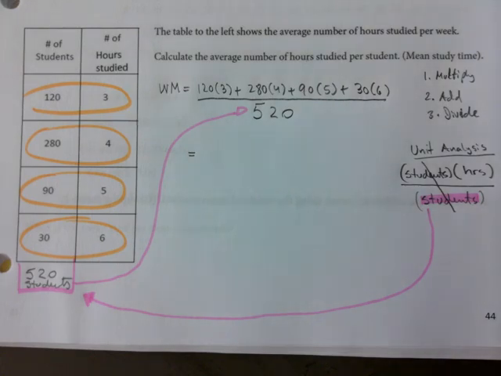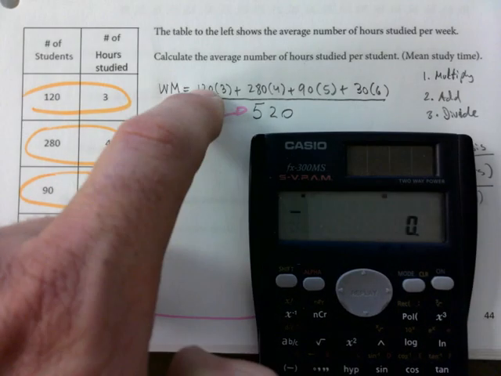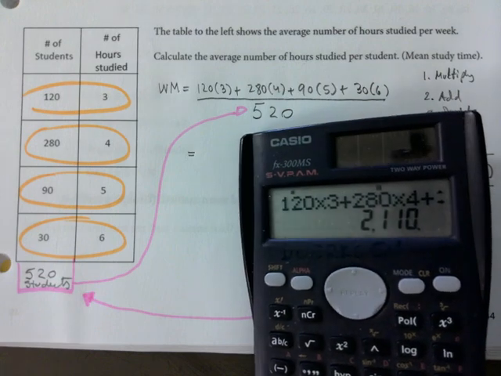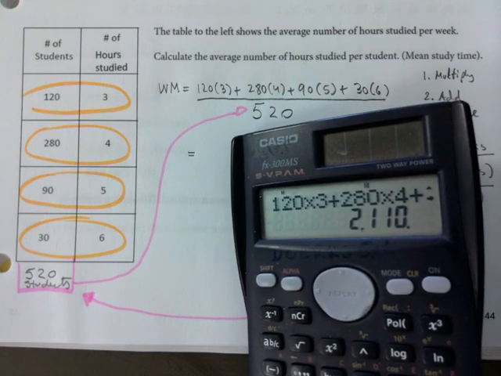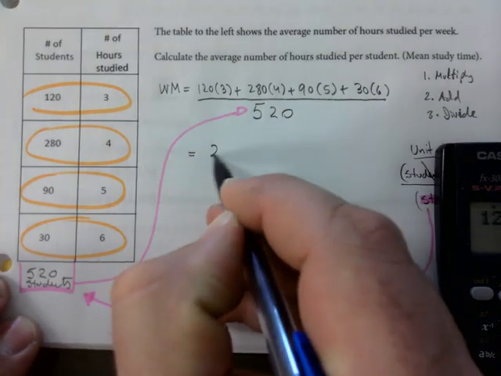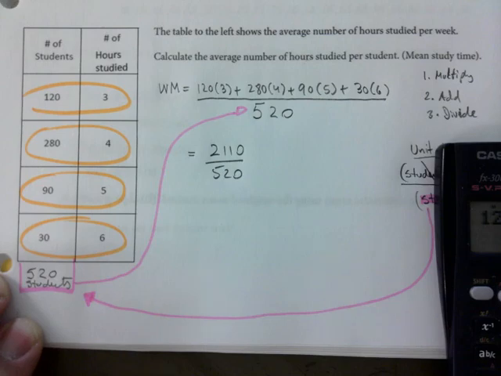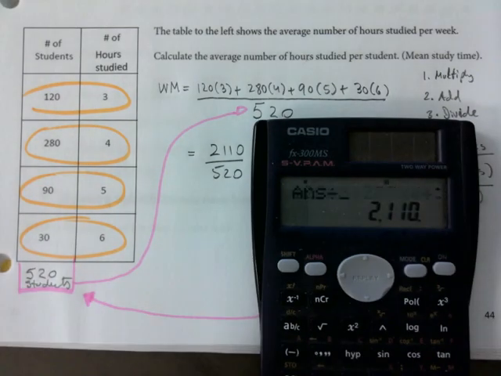If you have a decent calculator, you can actually type the top in one shot if you'd like, right? 120 times 3 plus 280 times 4 plus 90 times 5 plus 30 times 6. Not everybody can do this, okay? It depends on your calculator. Mine, that has the 2 lines, works, right? So 2110. If somebody can confirm that. Yeah, okay, thank you. And then we divide everything by 520.